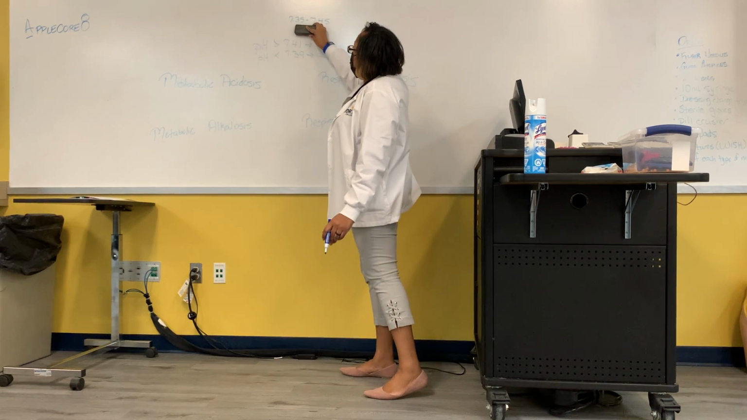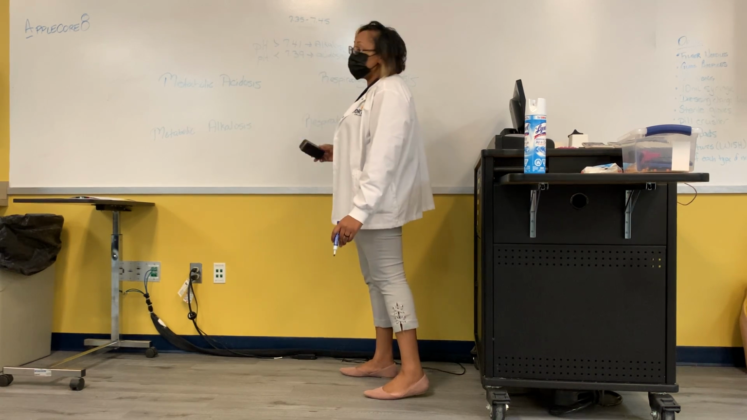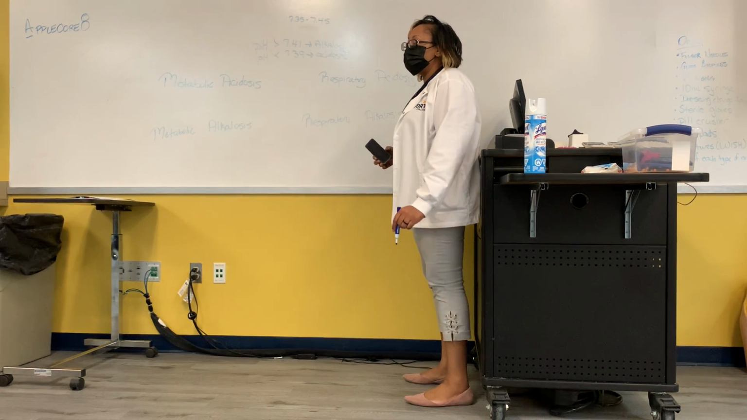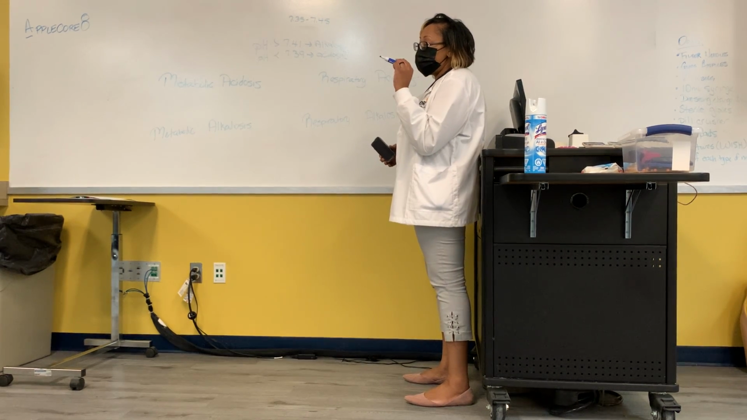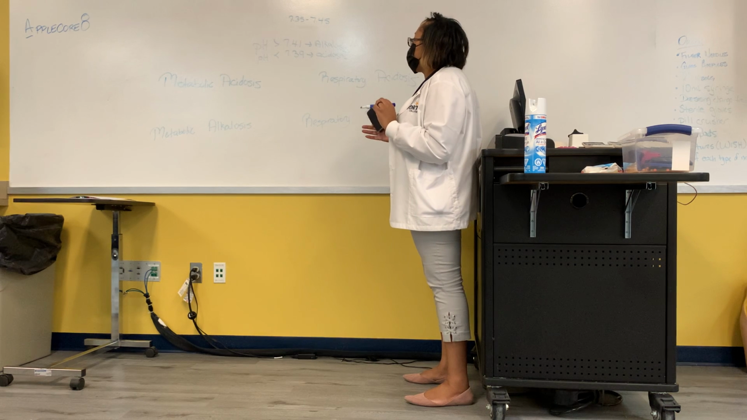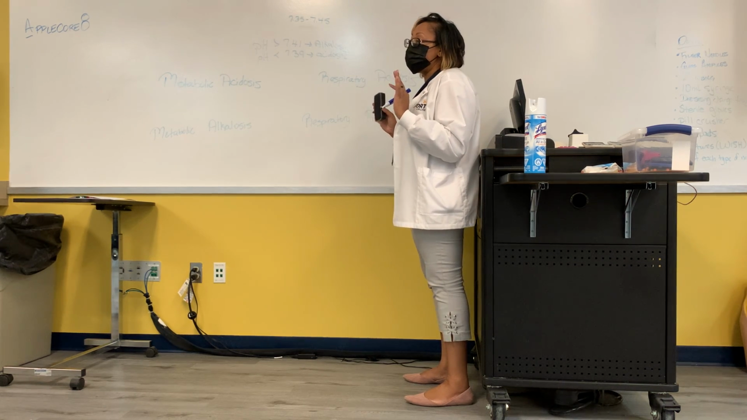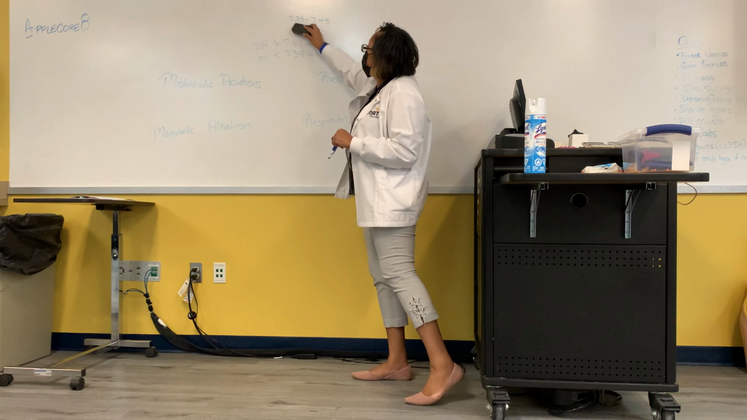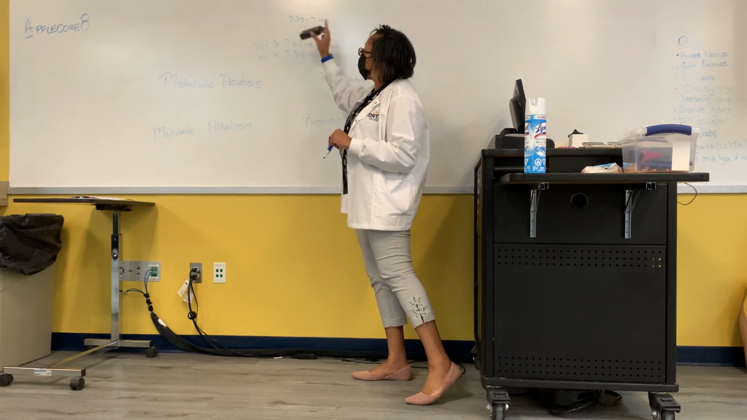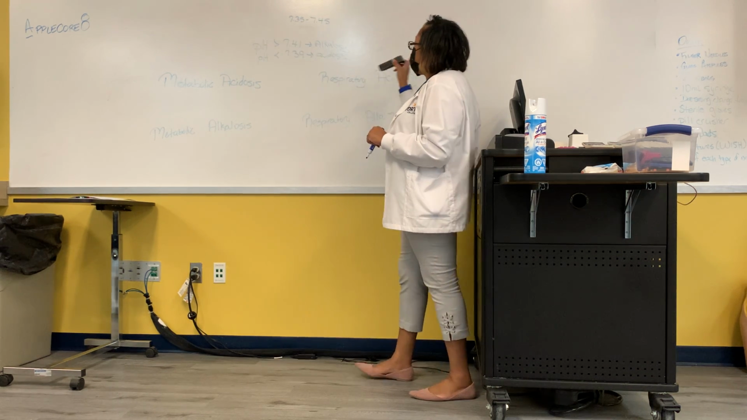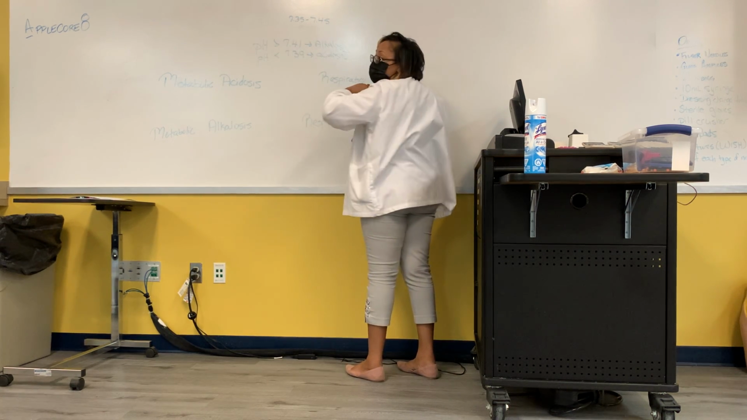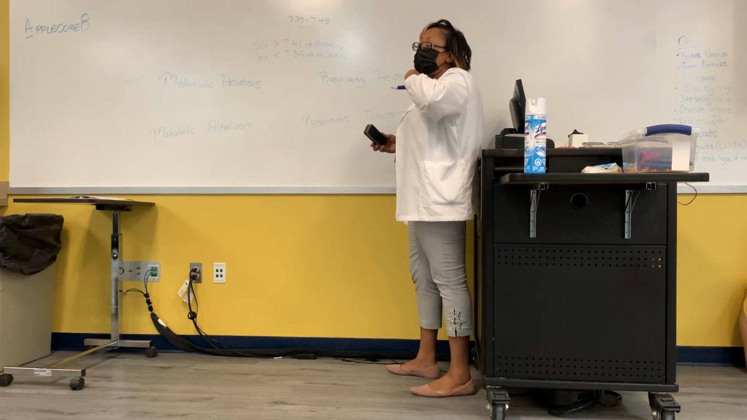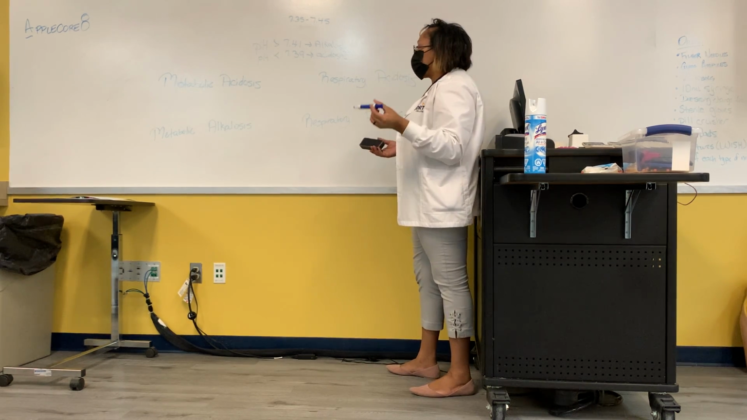This will tell you if it's compensated or not, if it's in between those two. 7.4 is perfect harmony. That's where you want to be. That's what the body wants to be. But it ranges between here. The lower it goes, the more acidic. The higher, the more alkalosis. But if it's in between these two, it's compensating. That means the other system is trying to fix it, whether it's respiratory or metabolic.